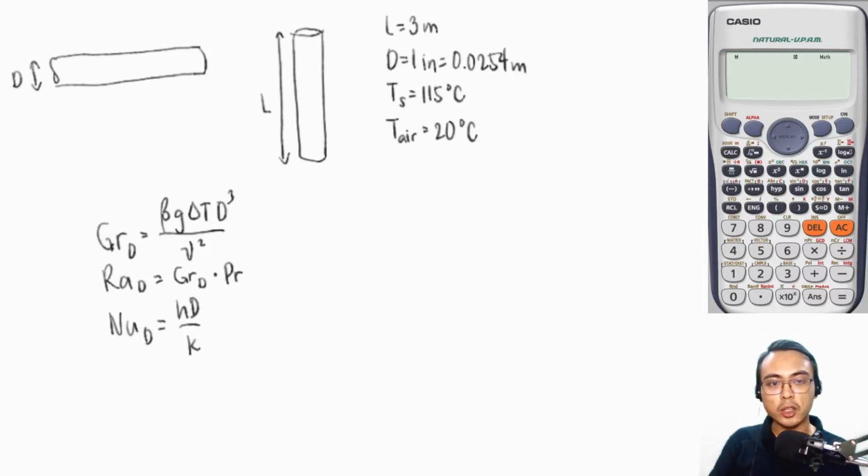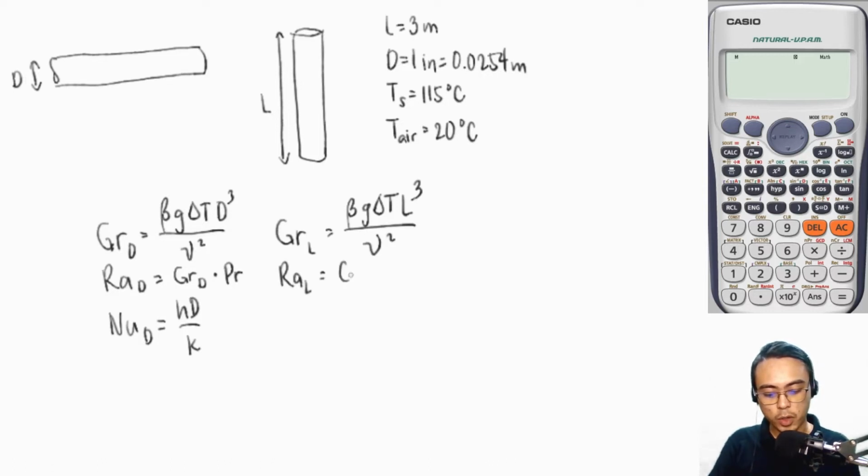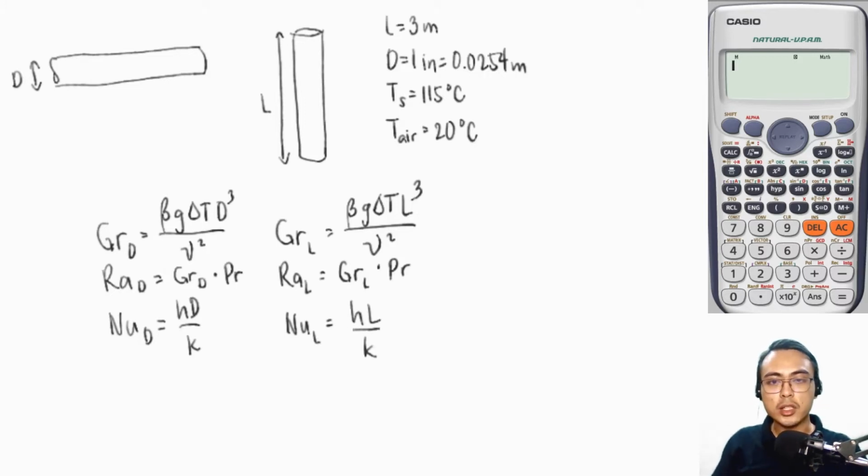Now for the vertical cylinder, we simply replace the diameter with the length of the pipe, such that we now get the Grashof number with L as the subscript, that is beta g delta T L cubed over nu squared. Rayleigh number with subscript L, that is Grashof number of L multiplied by the Prandtl number. And finally, the Nusselt number for a vertical cylinder is simply hL over k. Now, this subtle difference between the diameter and the length as the characteristic length would have a drastic effect on our calculations, as we will demonstrate.